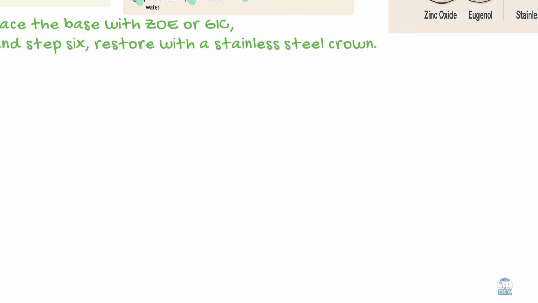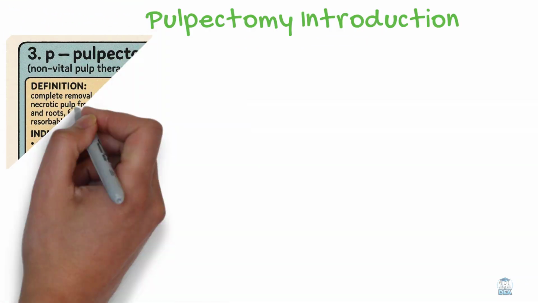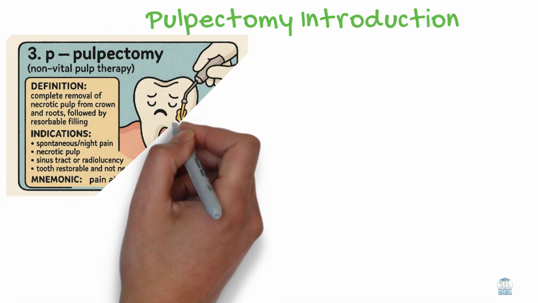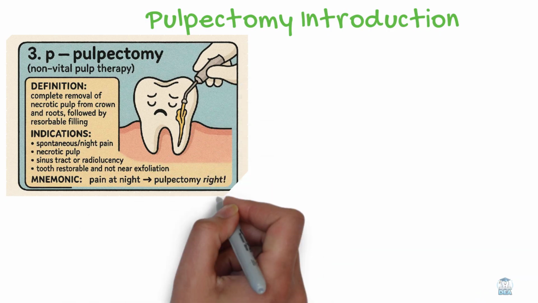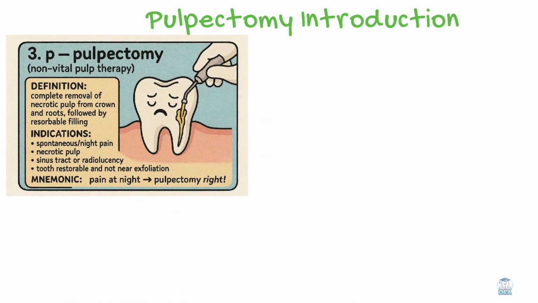Pulpectomy is for non-vital pulp. It means complete removal of necrotic tissue from the crown and roots, followed by filling with a resorbable material. Indications include spontaneous or night pain, necrotic pulp, sinus tract, or radiolucency, as long as the tooth is restorable and not near exfoliation. Mnemonic: pain at night, pulpectomy right.